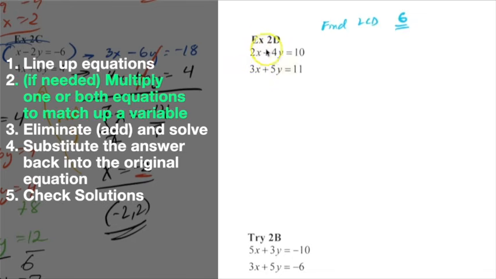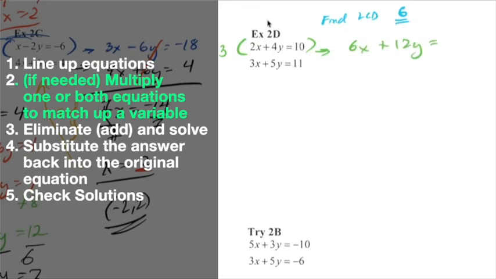So I'm going to try to make both of these as 6. So multiply the top row by 3, and I get 6x + 12y = 30. Remember, we're multiplying a whole row by 3. And the bottom row, we're going to multiply that by a negative 2.